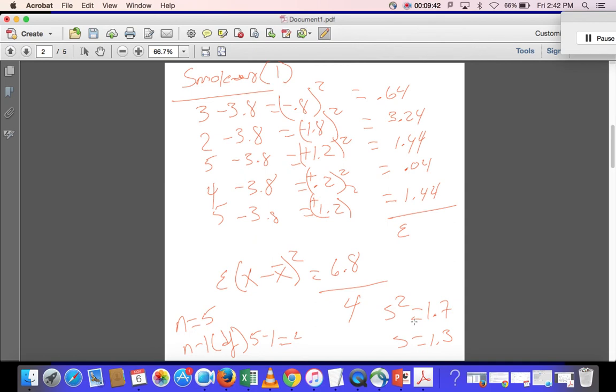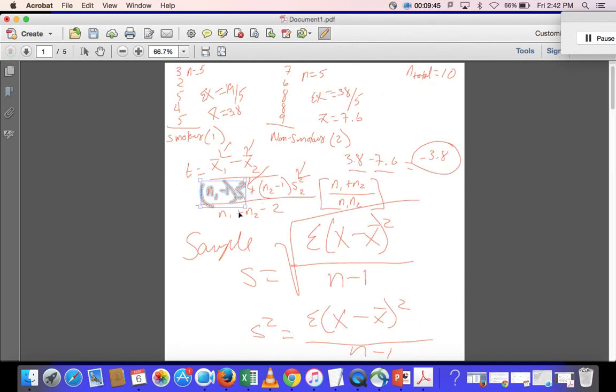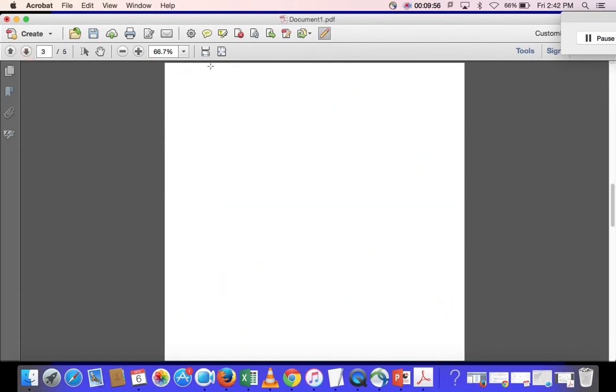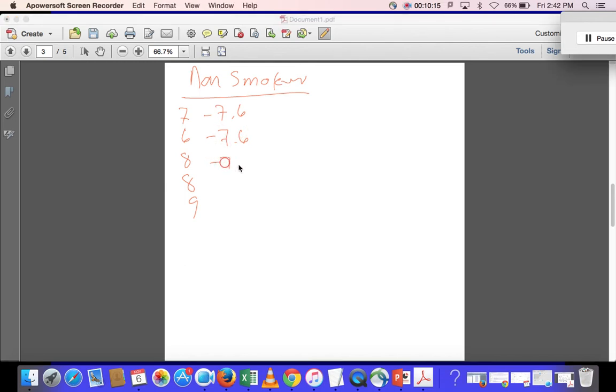I already now know what variance is equal to. So here in the formula, I now know what variance is going to be in the denominator of my t-statistic formula for group 1. Okay, now I need to do the same for group 2. So now we're going to have our non-smoking group, so non-smokers. And again, my values here were 7, 6, 8, 8, and 9. Remember that my average was 7.6, so we're going to calculate our deviations.